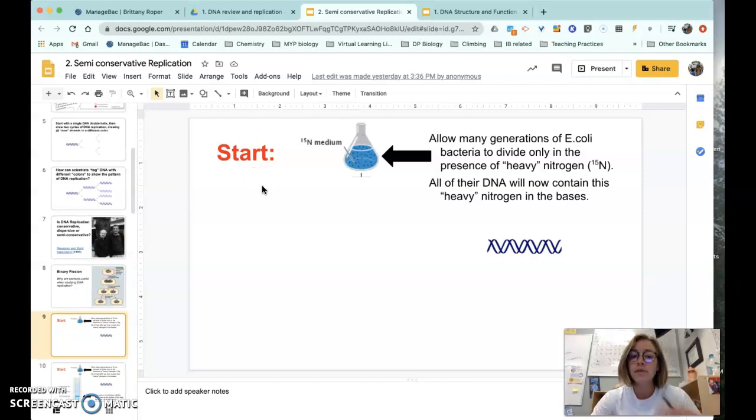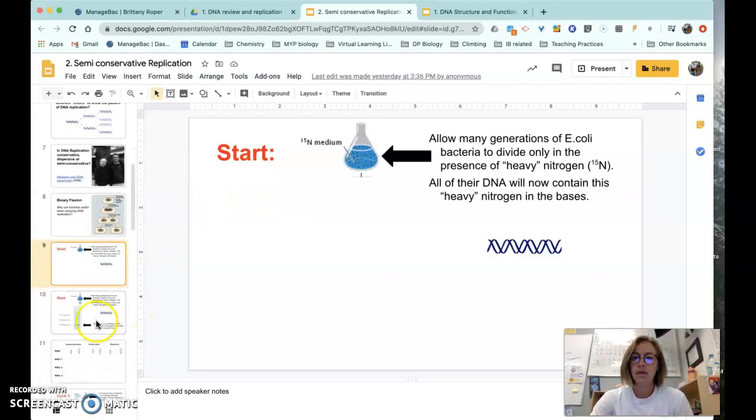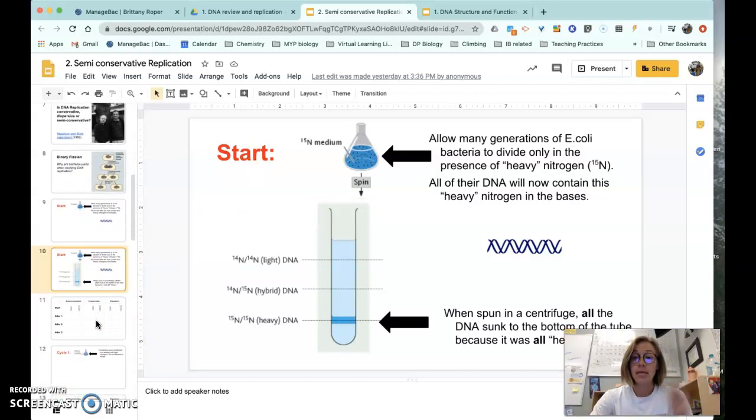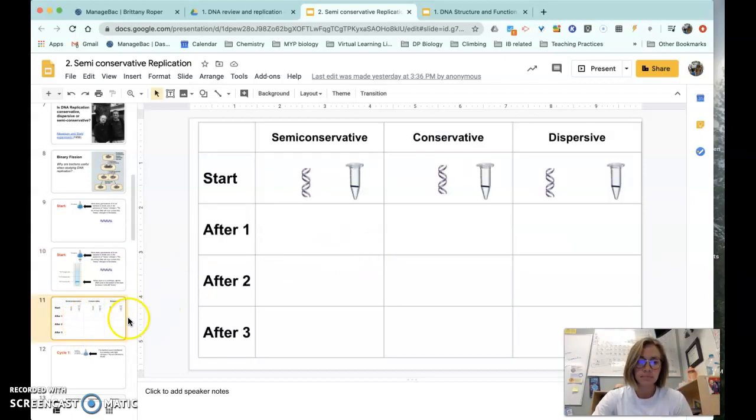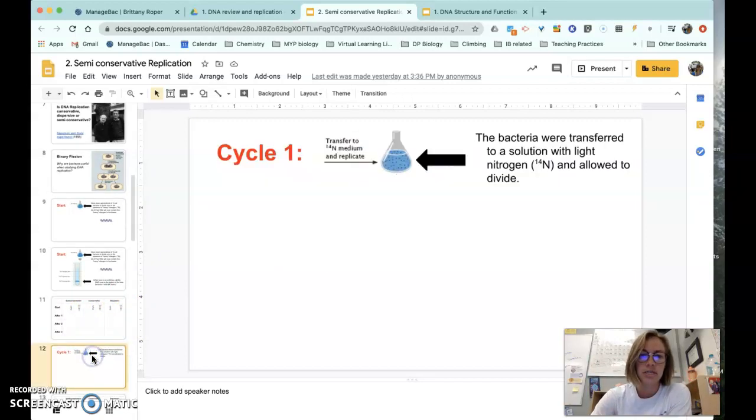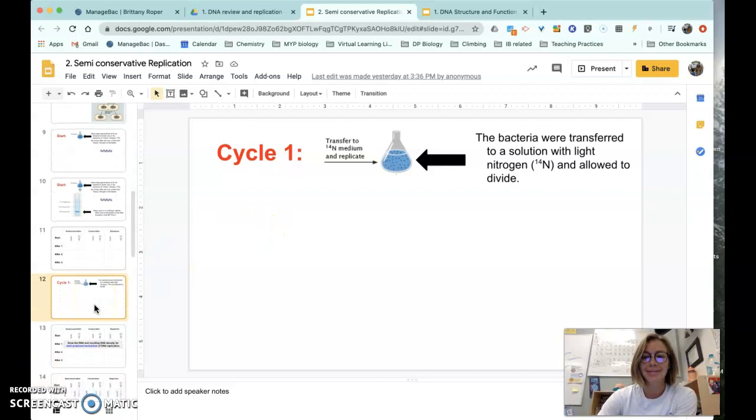And so now all of their new DNA, wherever nitrogen was, is going to have that marker of heavy nitrogen. They then went about separating it and getting all of the heavy DNA and only used that heavy DNA. And so I'm going to compare the 3 different types of replication. Cycle 1, the bacteria were transferred to a solution with light nitrogen and allowed to divide.